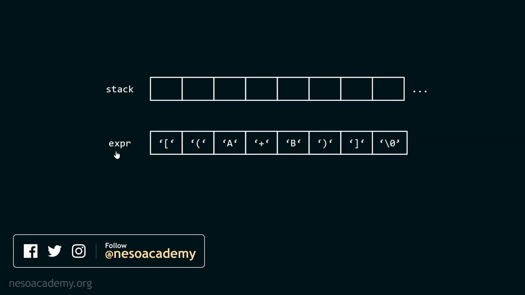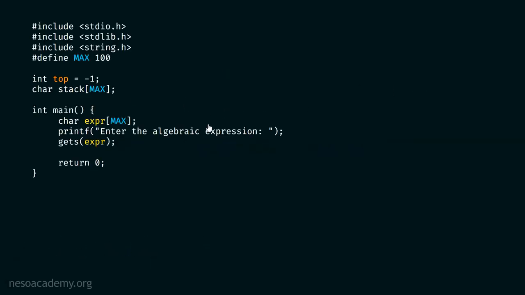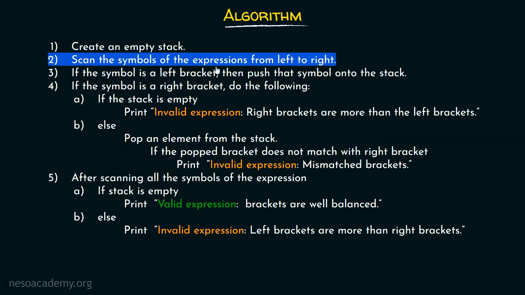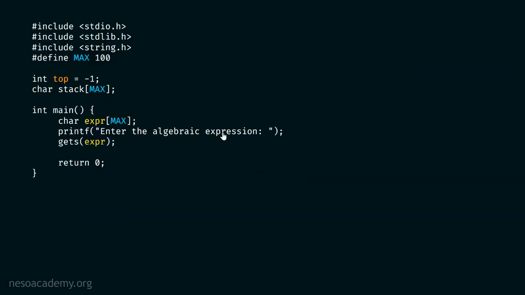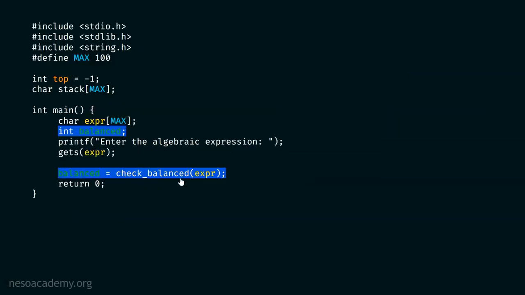Now we have this EXPR array with this expression, and of course we have this stack array as well, which is currently empty. Now of course the next step is to scan the symbols of the expressions from left to right. This is according to the algorithm. After creating the empty stack, we have to scan the symbols of the expressions from left to right. Isn't that so? For this purpose, we have to call this function checkBalanced, and we must pass the whole expression which we have received over here.